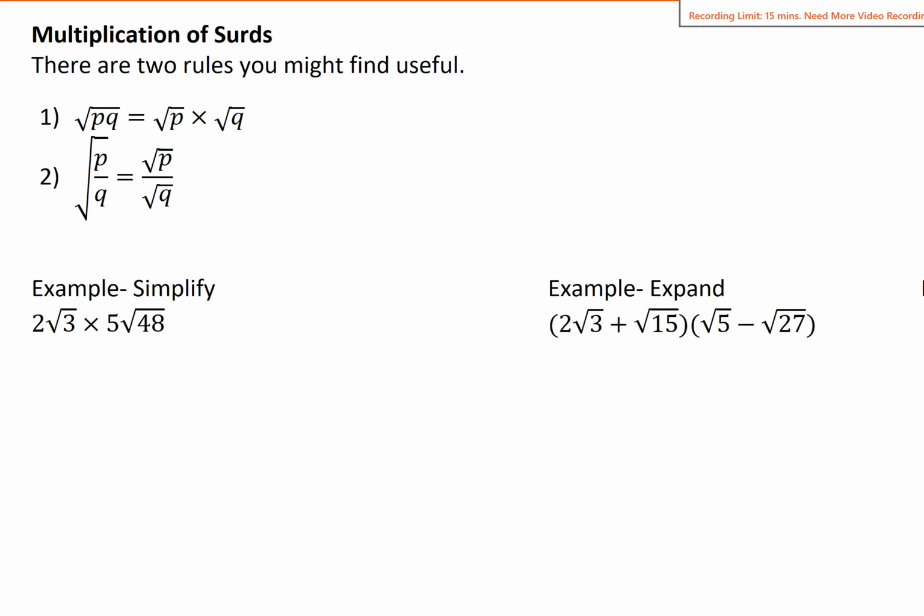Just to start with this stuff here, two multiplication rules. The square root of p times q is the same as the square root of p times the square root of q. And the square root of p over q is the same as the square root of p over the square root of q, okay? So this is a couple of things.